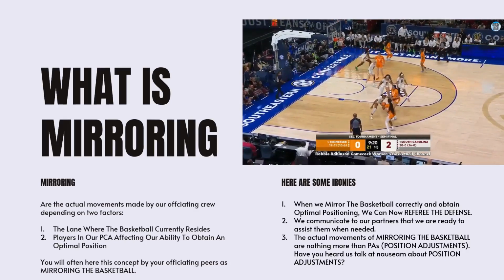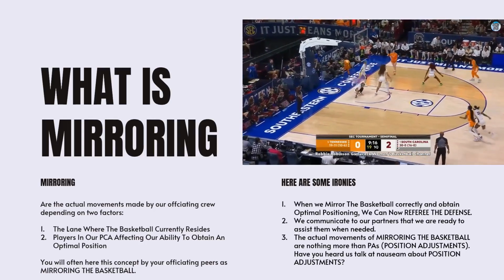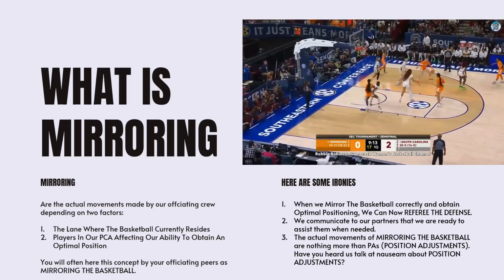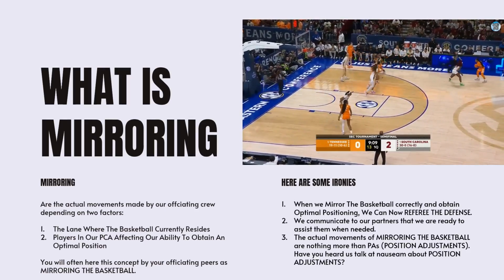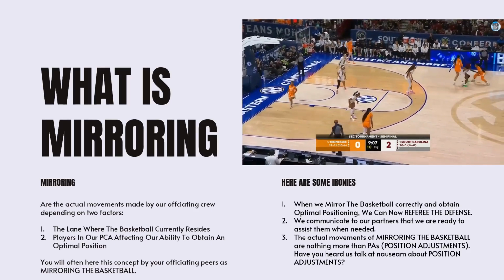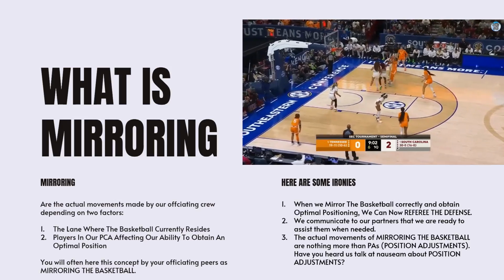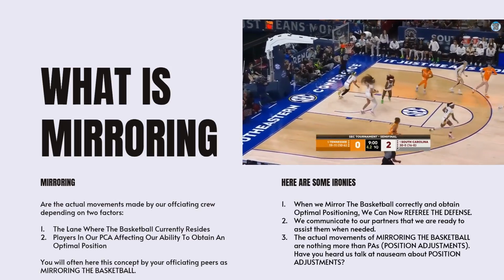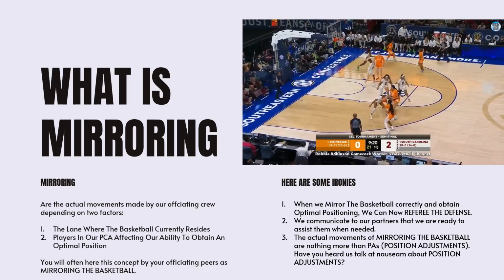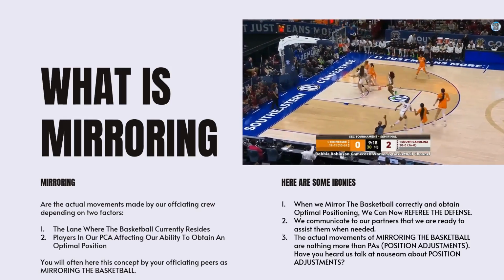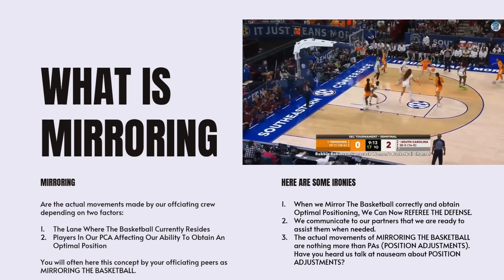So mirroring are the actual movements made by our officiating crew depending on a couple of factors. The lane where the basketball currently resides, and players in our primary coverage area affecting our ability to obtain an optimal position. You will often hear this concept by your officiating peers, especially officials at higher levels, as mirroring the basketball.